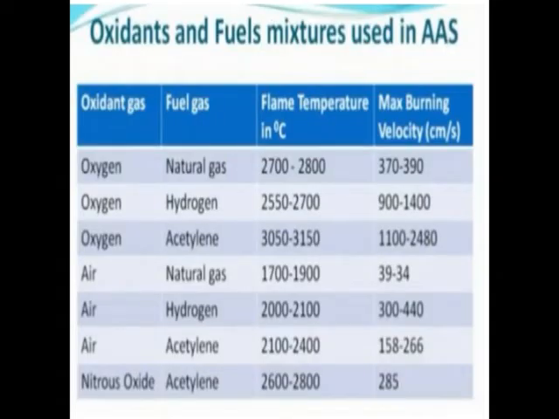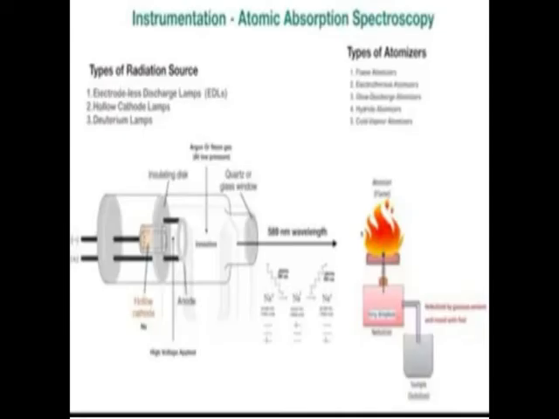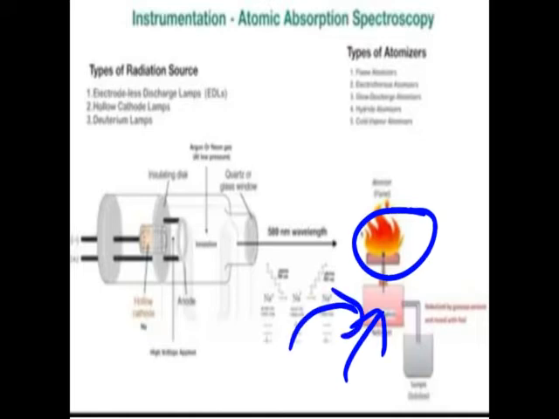So the next part, we require the oxidant and fuel mixture. In flame photometry also we have seen this in the instrumentation. So we require the addition of oxidant and fuel to provide the flame, and the flame temperature depends upon this oxidant and fuel. If this is the instrumentation, this is the flame. The temperature of the flame depends upon what oxidants and what fuel we have added. So if we change the oxidant and fuel, the temperature of the flame also changes.